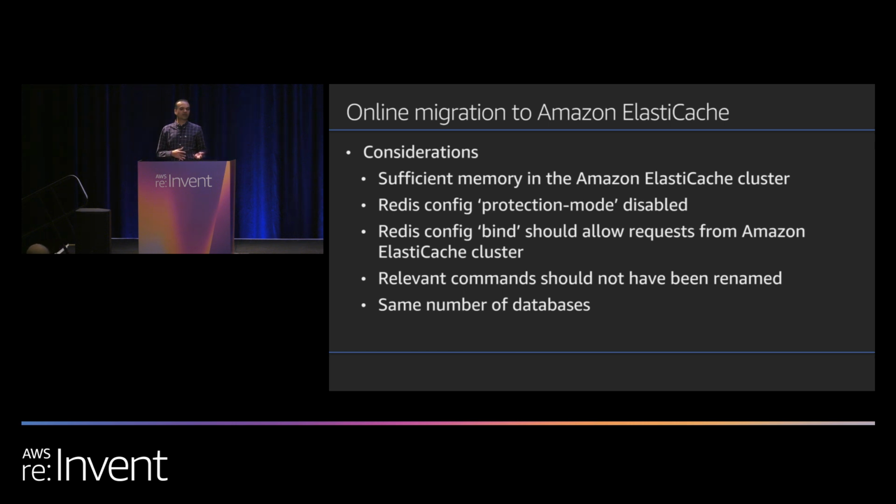Redis also has an option to rename commands. If you rename certain commands, then we won't be able to replicate. We won't be able to apply those changes. So make sure you don't rename the commands that we use behind the scenes. And I showed a Redis instance. A Redis instance can have multiple databases running, so we have to make sure that the source and destination have the same number of databases. But apart from that, the migration itself should be just a stop and a start. So can we go back to the demo?